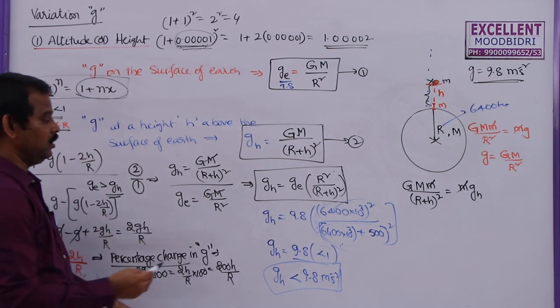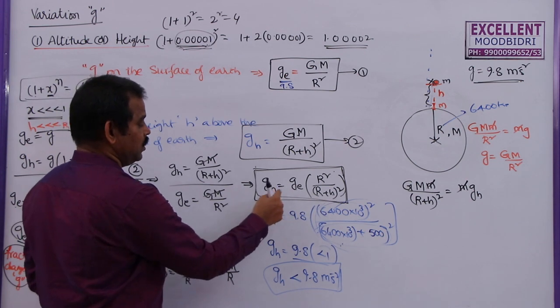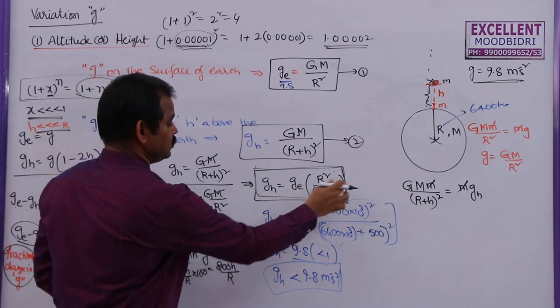If h is bigger, then we have to use this formula. There also you can find gh minus g, which is given by, this is ge. So this minus ge, then you can simplify that.